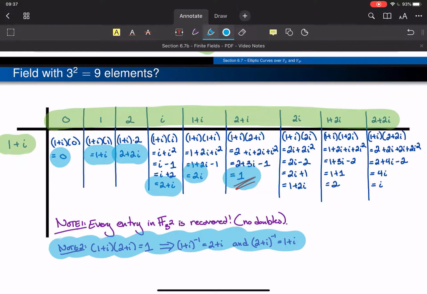Okay, so next up, if I take 1 plus i and multiply it by a 2i, again, distribute. Anytime I see a negative 2, that becomes a 1, so that returns 1 plus 2i. The 1 plus i and the 1 plus 2i, we actually multiplied before, so we see that it still returns a 2.